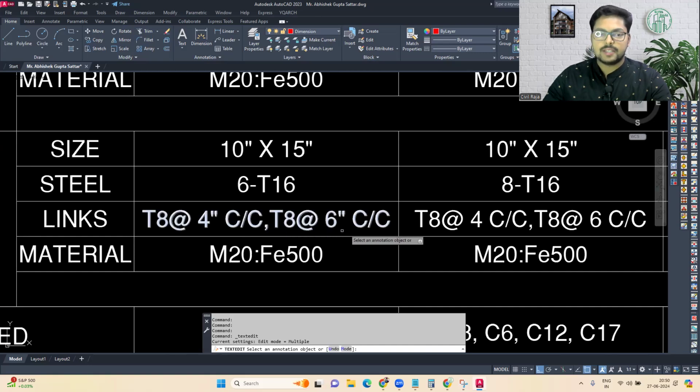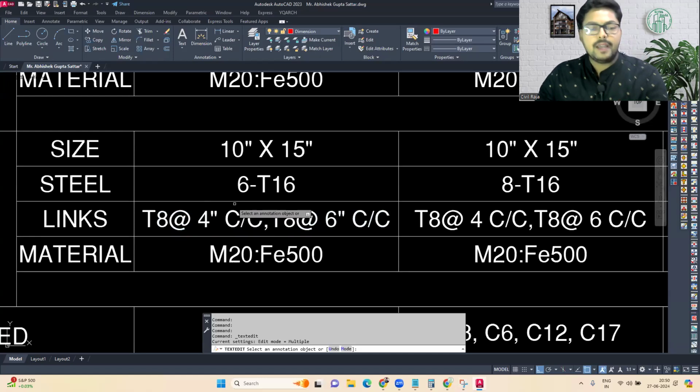Okay, so for L by 4, this is 4 inches. For the next L by 2, it will be placed at 6 inches center to center, and for the next L by 4, we have to place the rings at 4 inches center to center, and the rings will have the dia of 8 bar.